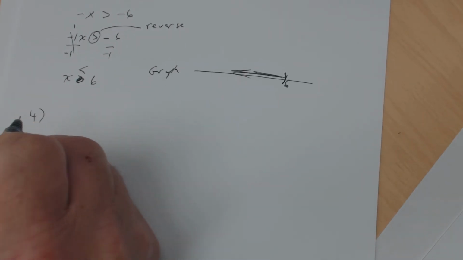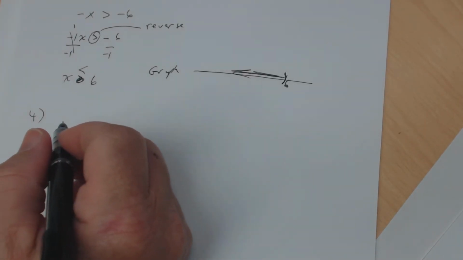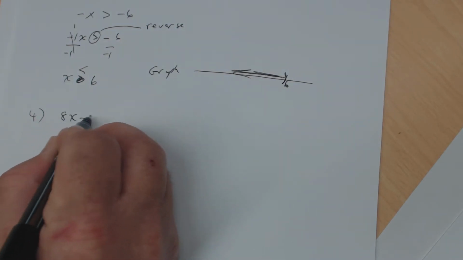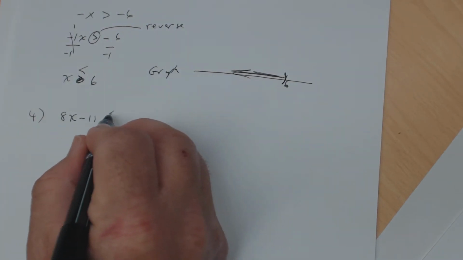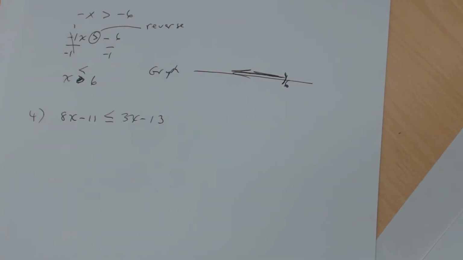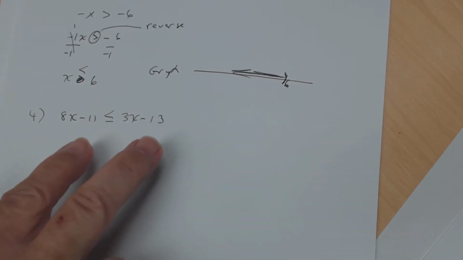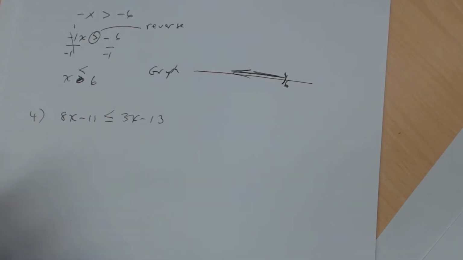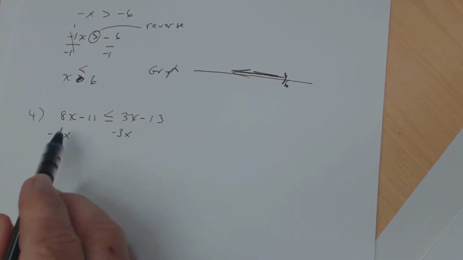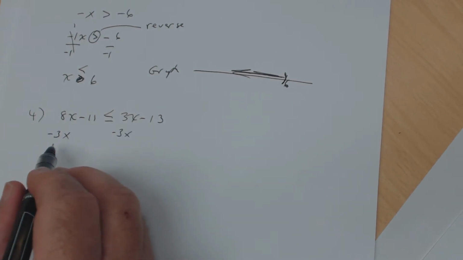All right, number 4. All right, let's suppose we had 8x minus 11 is less than or equal to 3x minus 13. So 8x minus 11 is less than or equal to 3x minus 13. So I'm going to bring the variables to the left. So I'm going to subtract 3x from both sides. And so 8x minus 3x, combine like terms.